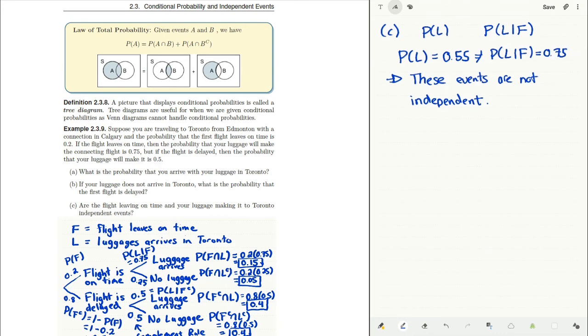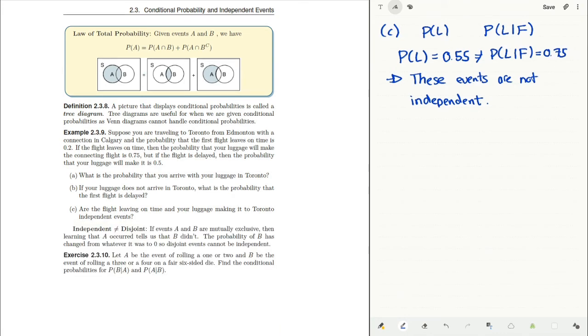time or is delayed. Now, a common misconception about random events is that independent events are disjoint or vice versa. However, disjoint events can never be independent. If the events A and B are disjoint or mutually exclusive, meaning that they have no outcomes in common, then knowing that A has occurred tells us that B did not occur. And so the probability of B has changed from whatever it was to 0. So disjoint events cannot be independent.